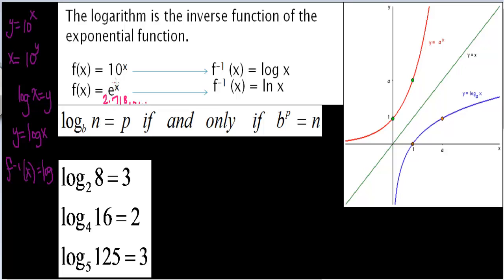So since this is an exponential function, e to the x, the inverse function of any exponential function, we said, is log. But when it's an exponential function with base e, the natural number, then we call it the natural log. This is the natural log, and it's the inverse function of e to the x. And since they're both logs, all the properties and all the laws apply to both of them the same.